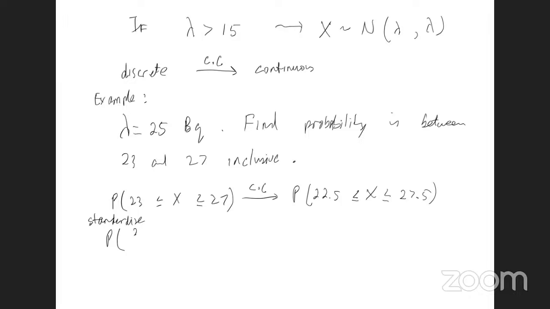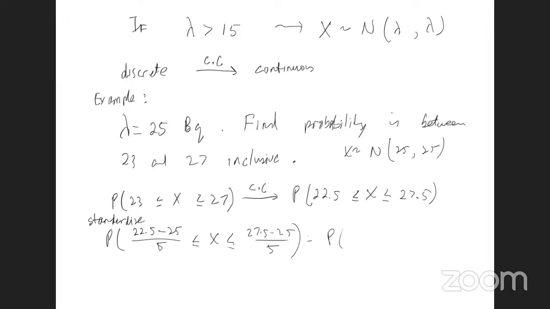And then you want to standardize it. So that'll be 22.5 minus the mean, which is 25, and the standard deviation is the square root of 25, which is 5. Sorry about that, I don't know where I got 15, most probably the last example. So it's 25, because remember it's a normal approximation, all over 5, is less than or equal to X, 27.5 minus 25 over 5.